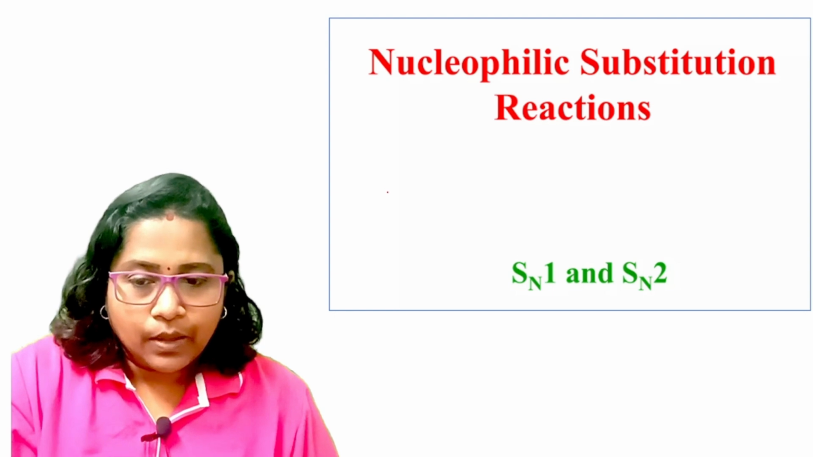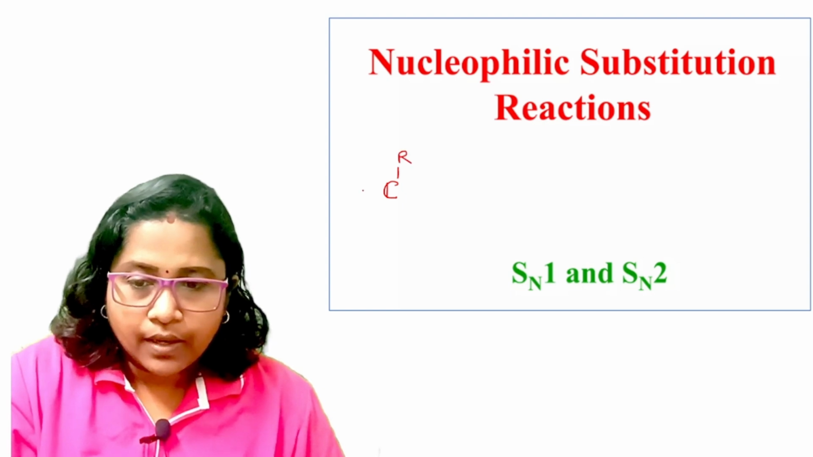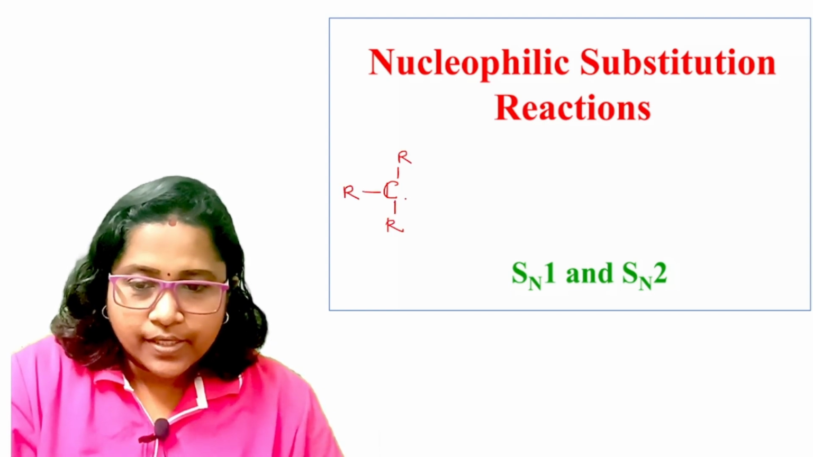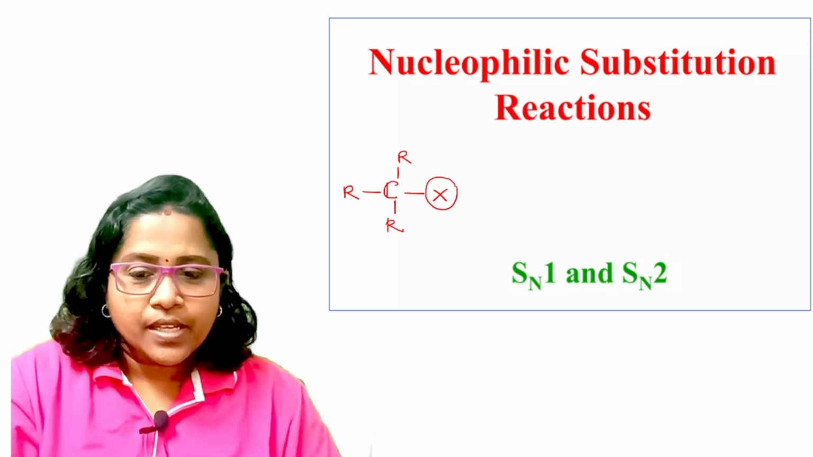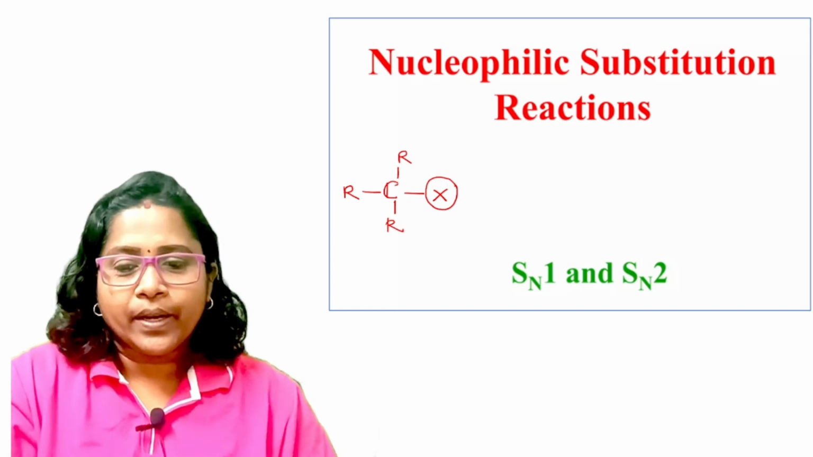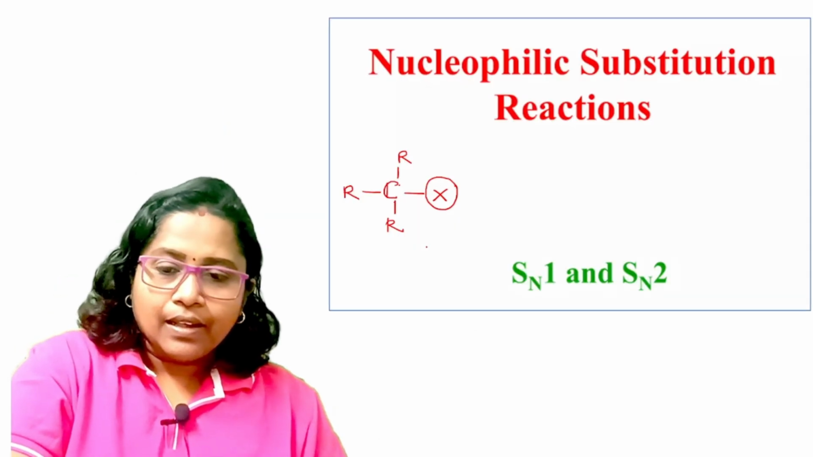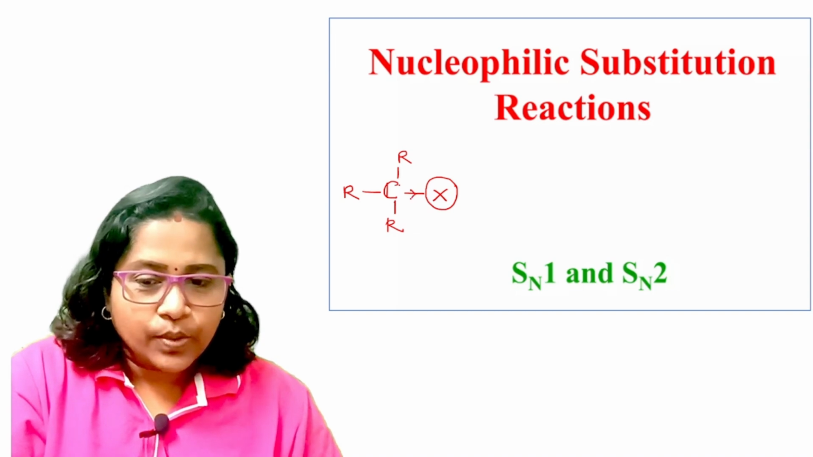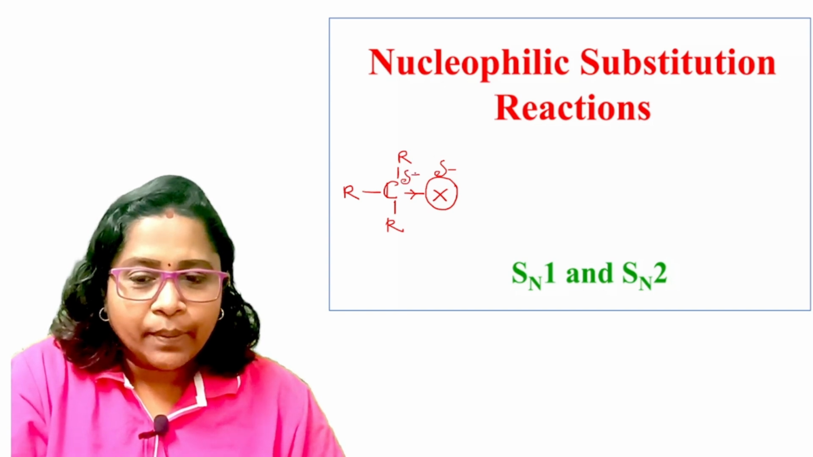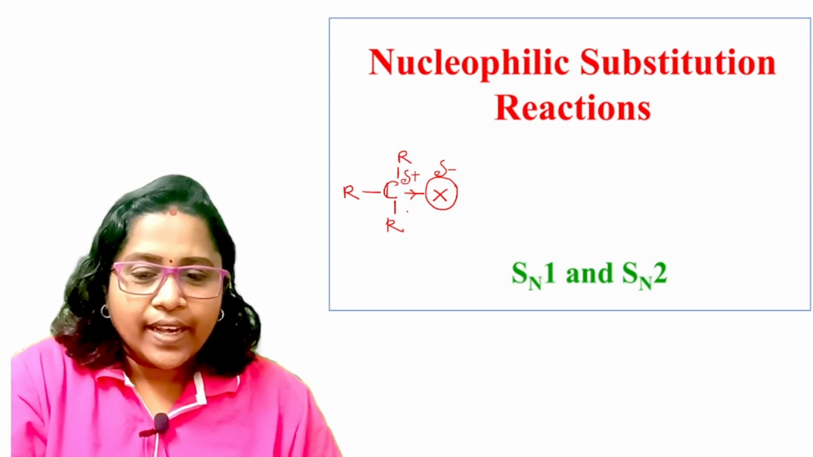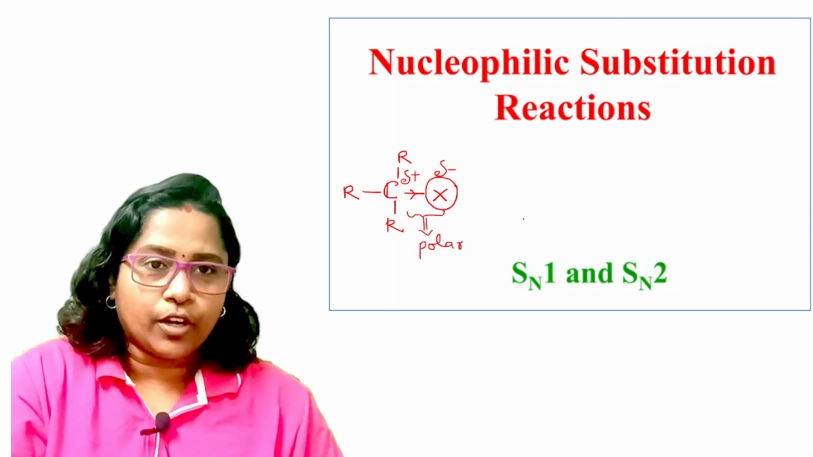See, I'll take a typical haloalkane, a tertiary haloalkane. So this is a tertiary haloalkane, correct? So we know that this halogen atom is more electronegative when compared with this carbon atom. So what will happen? This halogen will attract this shared pair of electrons towards its side. So this halogen will get a partial negative charge and this carbon will get a partial positive charge. Now what we can say? We can say this bond is a polar bond.